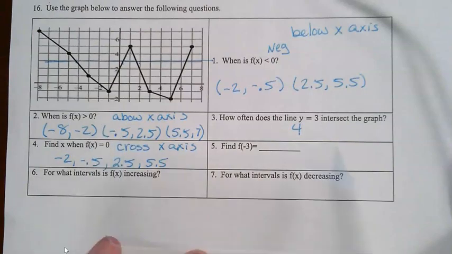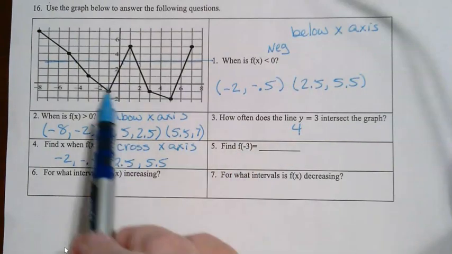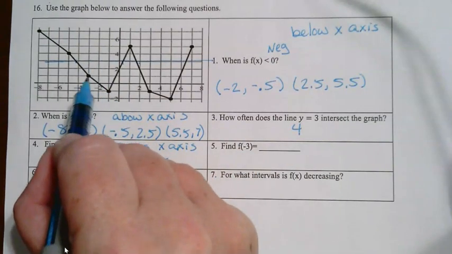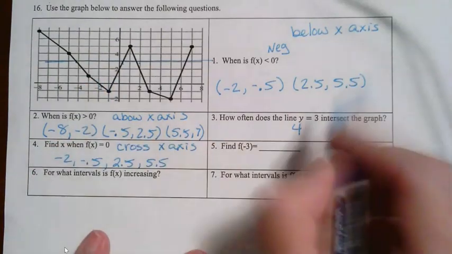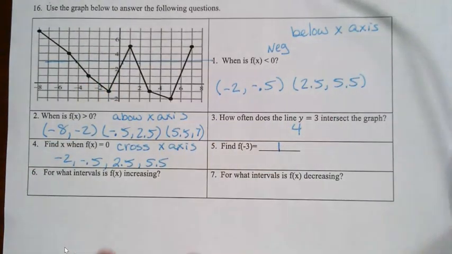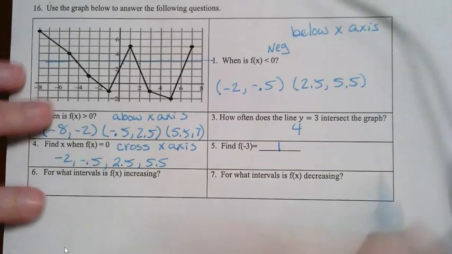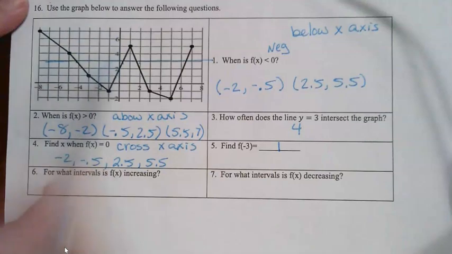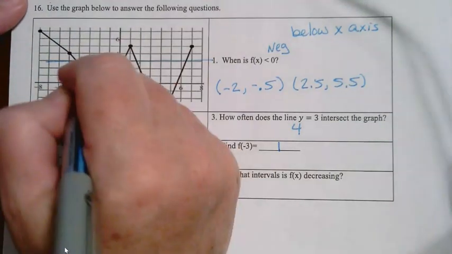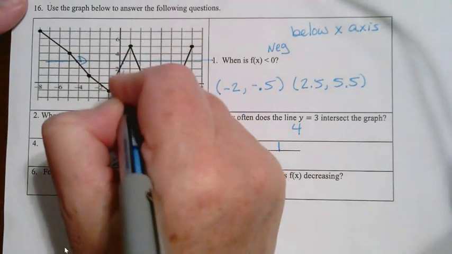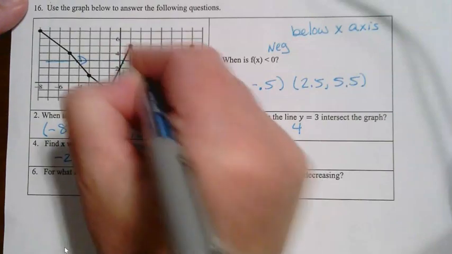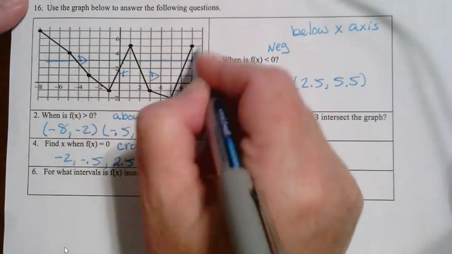Negative 3. When does f of x equal negative 3? So here's negative 3. I cross it right here, so it equals 1. Okay. When am I increasing? And versus when am I decreasing? So if you look right here, from here to here, I'm decreasing, increasing. From here to here, a big decrease and increase.